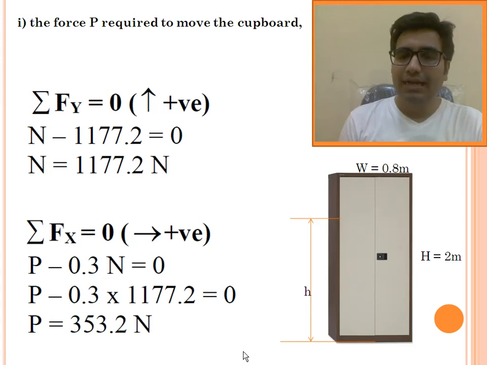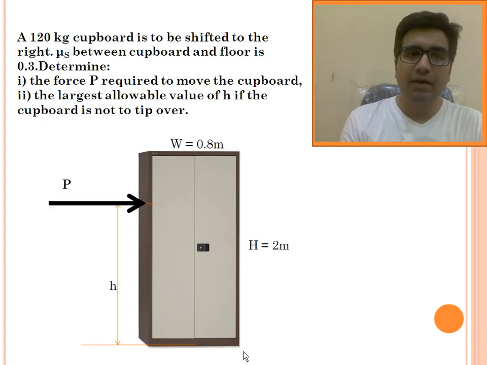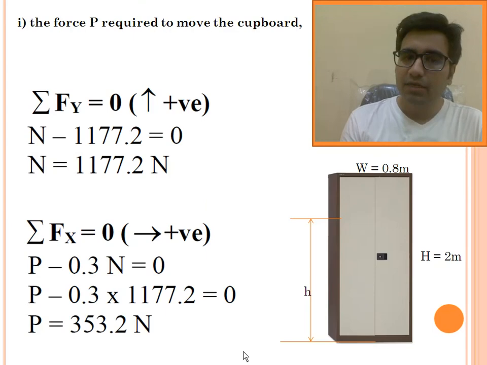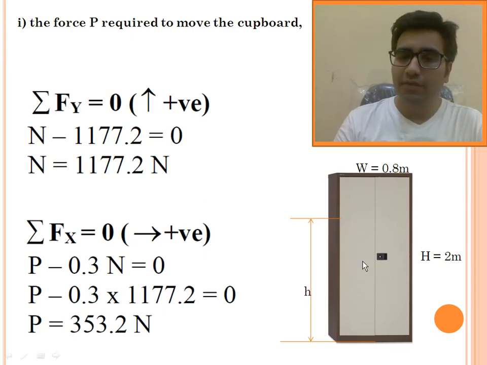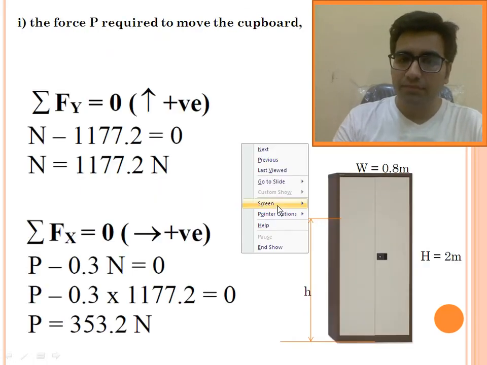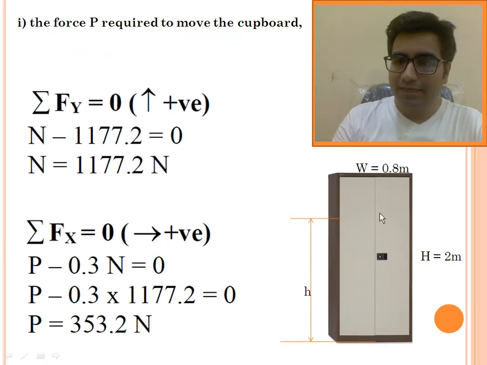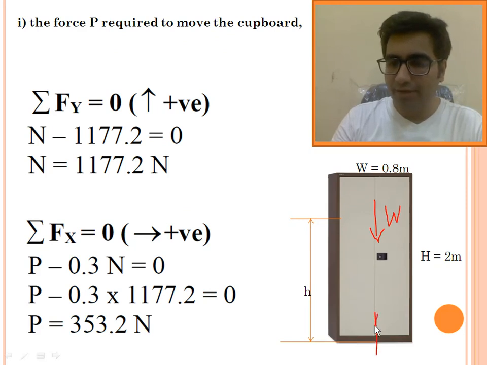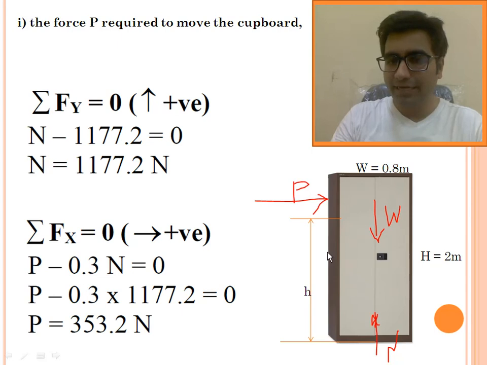So let's do the analysis. It was given that the cupboard has a weight of 120 kg. The weight acts vertically downward. So there are four forces over here. What are the four forces, my dear friend? Number one, its weight acting vertically downward. The cupboard is also going to experience a normal reaction from the ground surface. Am I correct? The cupboard is pushed with the help of force P, so the cupboard is going to experience a friction force in the opposite direction. Is that okay, my dear friend?